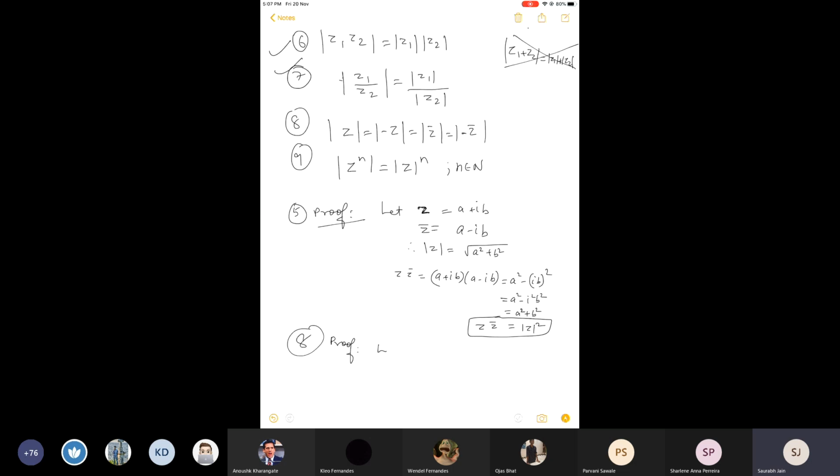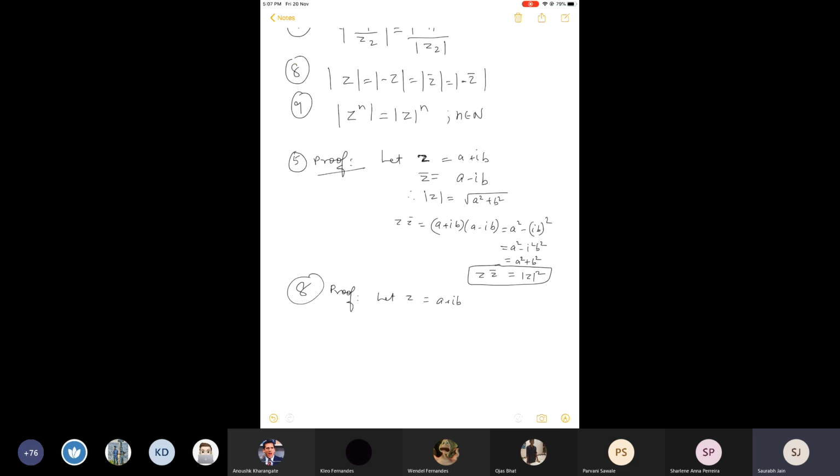For the 8th one, you start by writing Z. So let us suppose that Z is A plus iota B. If this is Z, what is minus Z? Minus Z is minus A minus iota B. You multiply both sides by minus 1, you will get minus Z. What is Z bar? Z bar is A minus iota B. We change the sign of the term having iota. What is minus Z bar? Minus Z bar is minus A plus iota B. So we have the values of Z, minus Z, Z bar, minus Z bar.